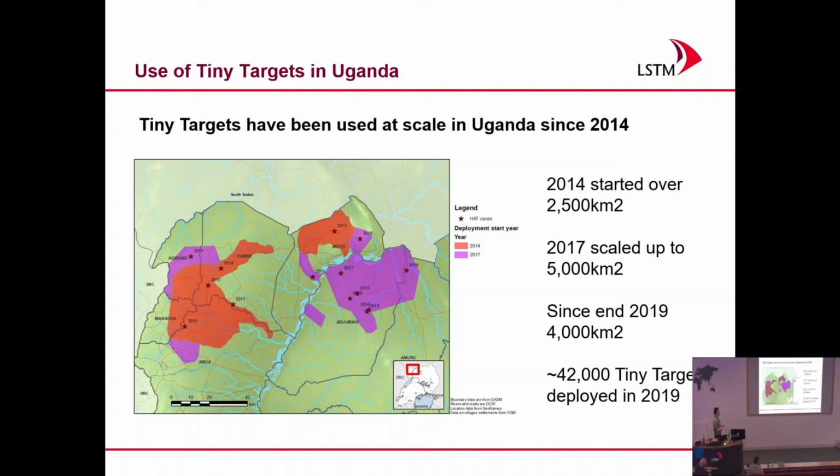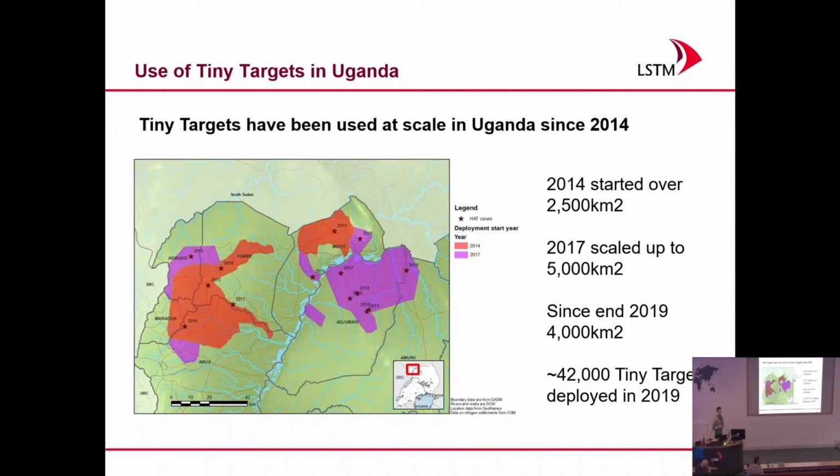And so this is really the scale of tiny targets in Uganda. So in 2014, we scaled up to an area of 2,500 square kilometers across 5 districts, which is shown in red here. And that was under our first project targeting Tsetse. And then in 2017, with additional funding under our Trapano project, we scaled up even further, added another 2,500 square kilometers to take us to 5,000 square kilometers across 7 districts. And then since the end of 2019, we've scaled back slightly to 4,000 square kilometers.